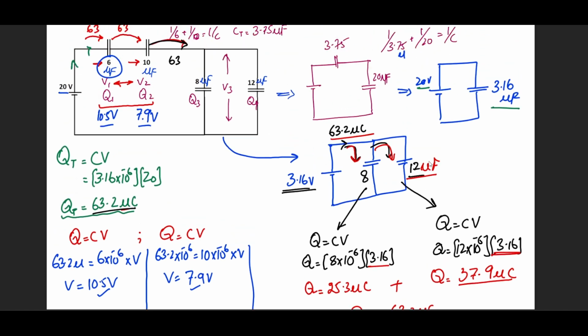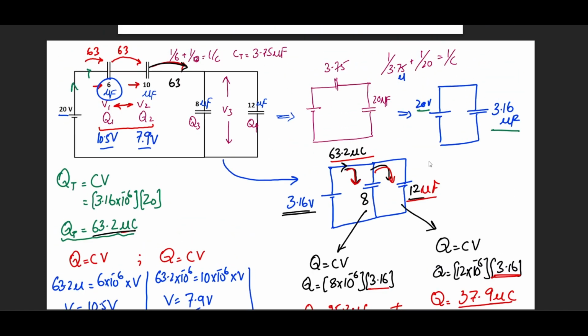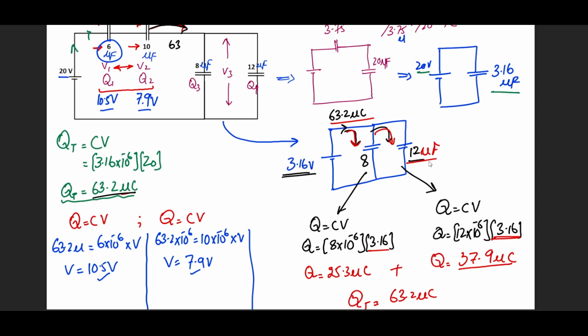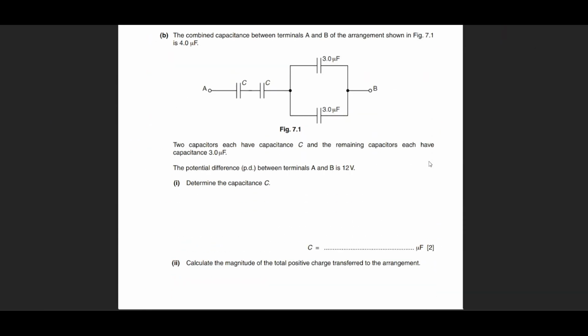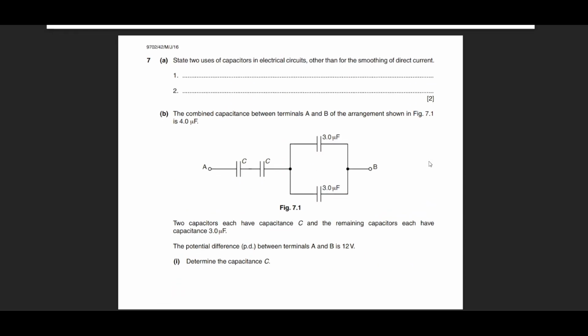So you can go back and backtrack. This is a question I've arbitrarily constructed. You will not find this question in the past papers, but it helps us understand how to solve a capacitor system, because we are going to encounter these questions one way or the other in the next phase of the video.